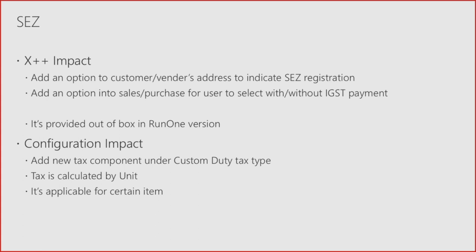And also another change is we have two ways to make sales to SEZ. So we need to add an option for you to decide whether you want to make a sale to SEZ with payment or without IGST payment. So we also need to add an option to the sales or purchase dialog box or form to let the user decide which way you want to make supply to SEZ. But the good thing is if you do it in the round one version, I mean the 10 plus version, we have already provided this UI change. You don't have to do anything for the UI. So that means in the round one version, there is no impact in X++. So then we come to the configuration impact.